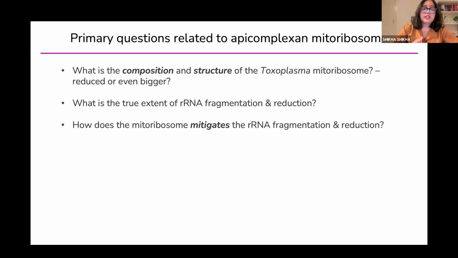Is it reduced, or is it even bigger than its ancestors? What is the true extent of RNA fragmentation and reduction? Remember, the information that we had was based on homology with the bacterial ancestor. We don't really know the complete picture in the Toxoplasma mitochondrion. And then finally, we know that there is extreme fragmentation. How does the mitoribosome assemble despite that?